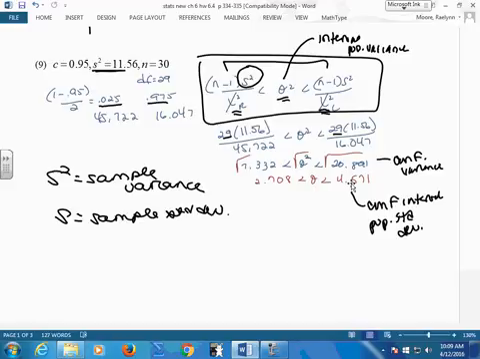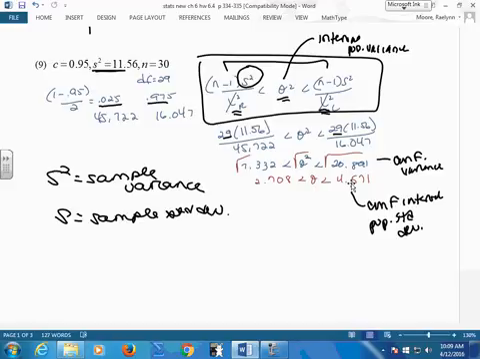Questions? Especially for anybody that wasn't here? What's the difference between putting the square root and not? The one without the square root is the sigma squared. That's our confidence interval for our variance, our population variance. When we calculate variance, then we take the square root and we get the standard deviation.